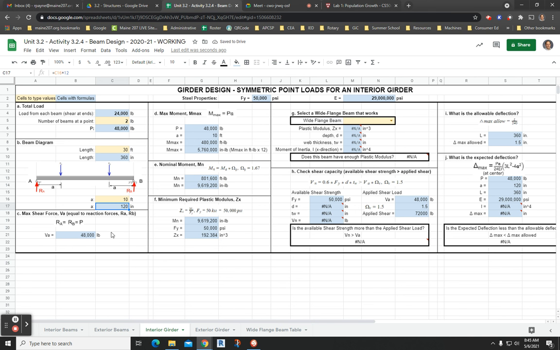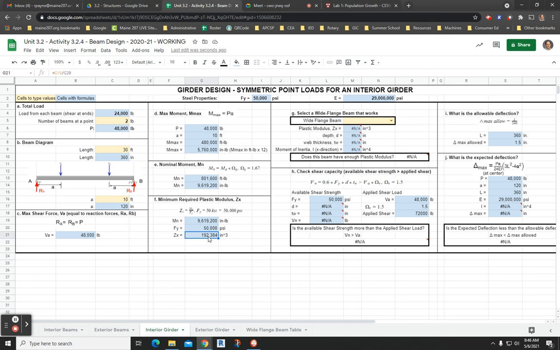All right. And again, most of these calculations are the exact same. A slight difference here in the calculation for the shear because of the different beam loading condition. RA equals RB equals P, the point load. And then the max moment, again, a slight difference. The max moment is just P times A. But again, that just came from the beam formulas. But then the nominal moment is just still applying the factor of safety of 67%, so times 1.67. The shear modulus, again, it is the nominal moment divided by the strength of the steel.